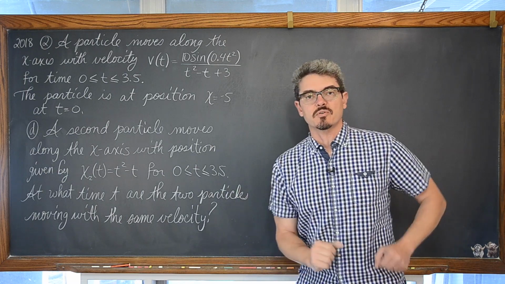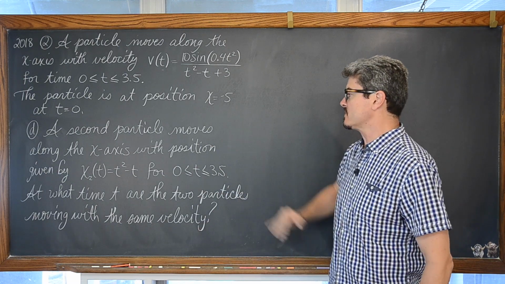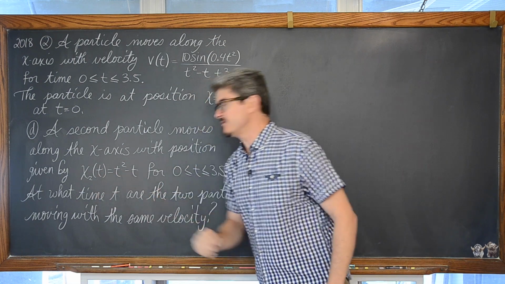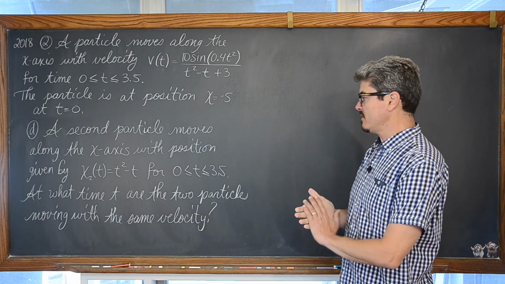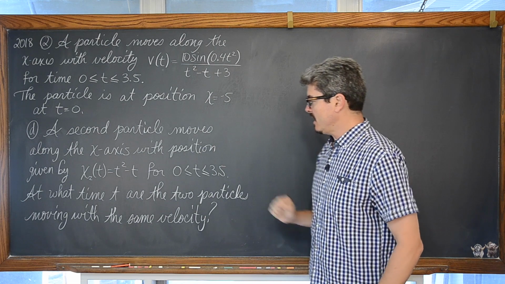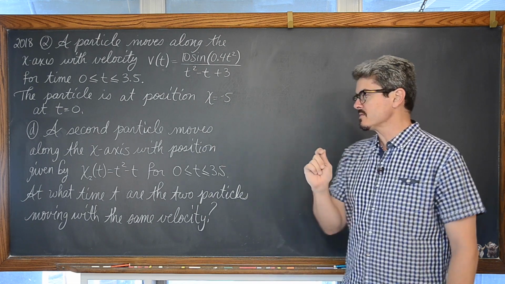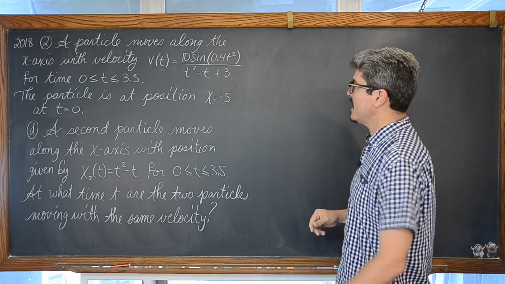Part D, the last part of this question: a second particle moves along the x-axis with a position function x sub 2 of t equal to t squared minus t for that same closed interval of t between 0 and 3.5. At what time t are the two particles moving with the same velocity?